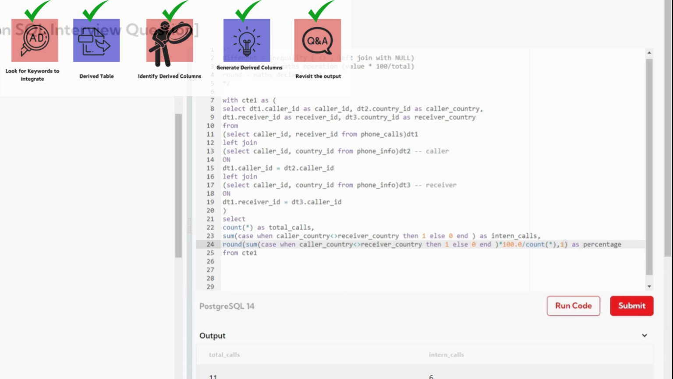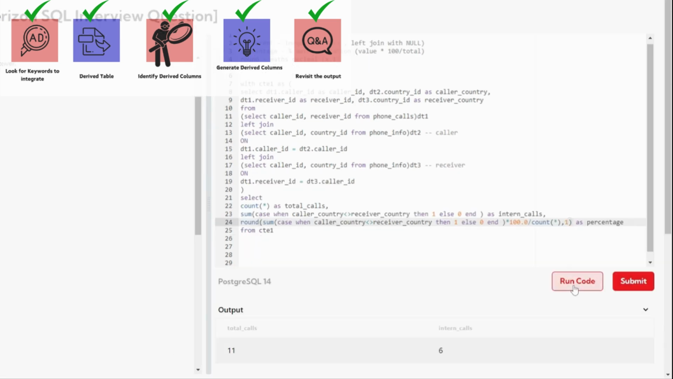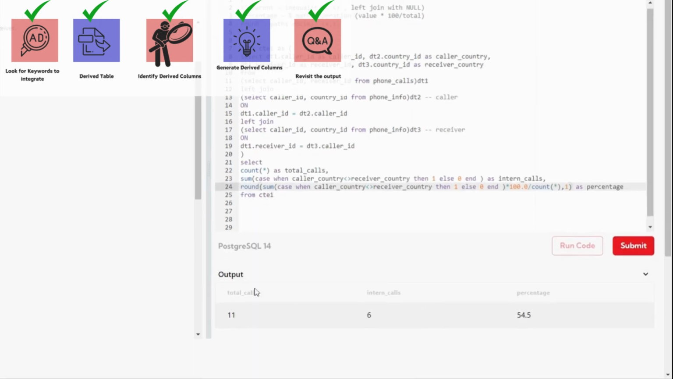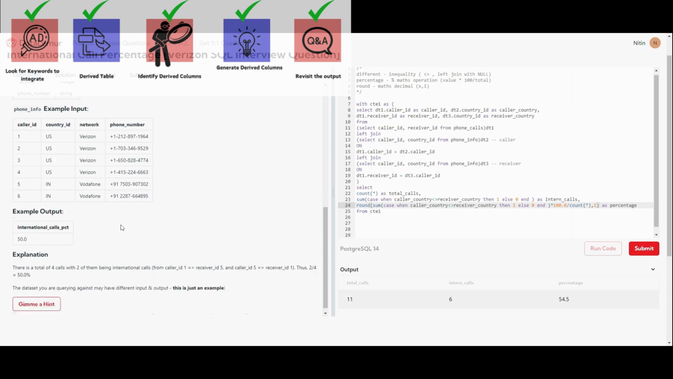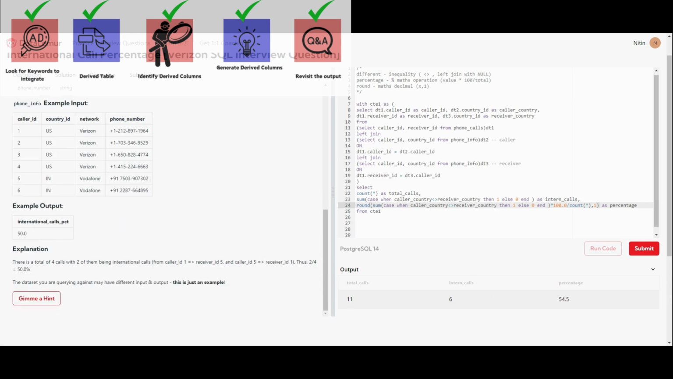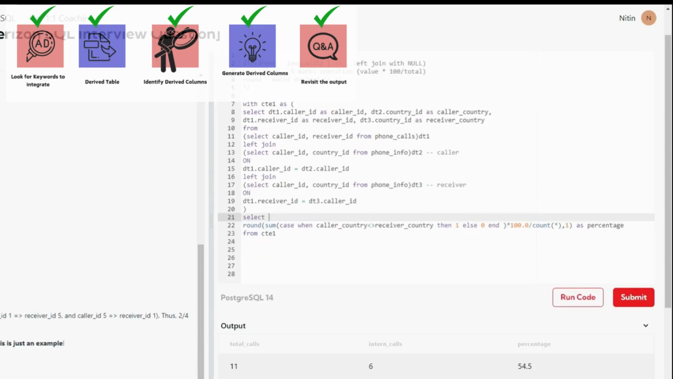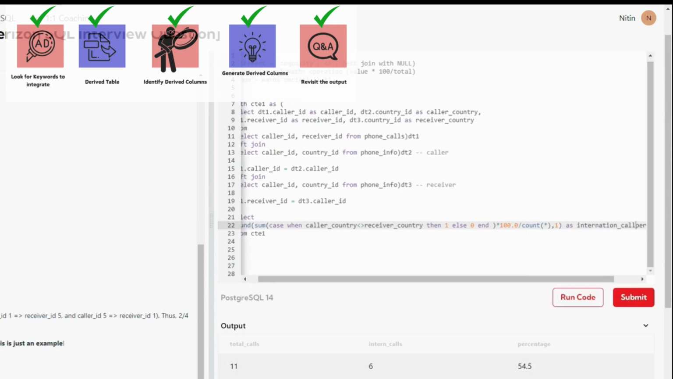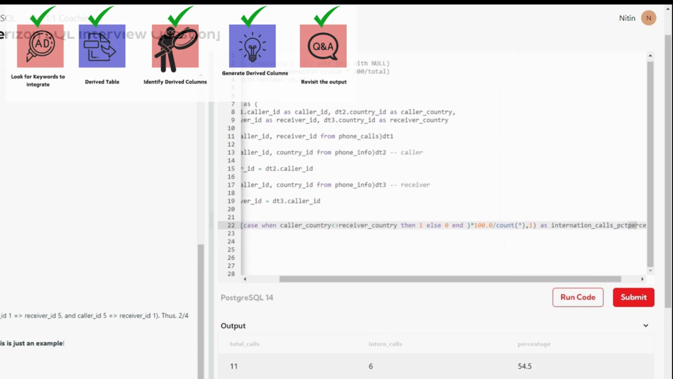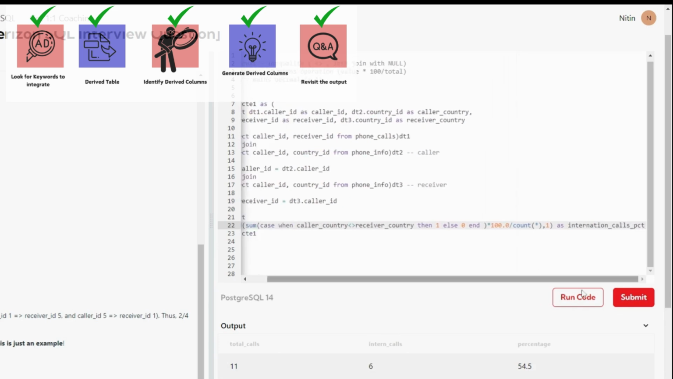Now I'll just run this code and show you the output. So this is the output: total calls 11, international calls 6, total percentage is 54.5, and in the output they want just the international calls percentage. So I will remove these two columns and I will call it international calls percentage, right? I will run this code, international calls percentage, and this looks good to me.